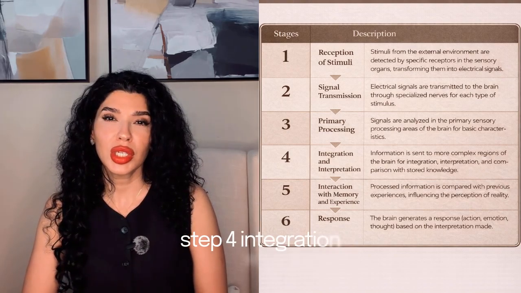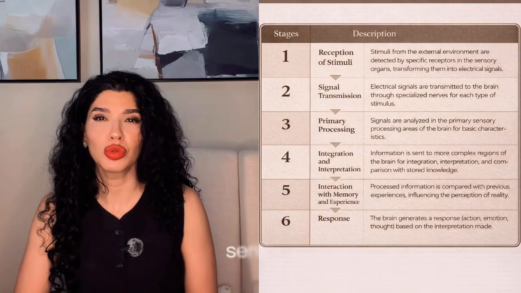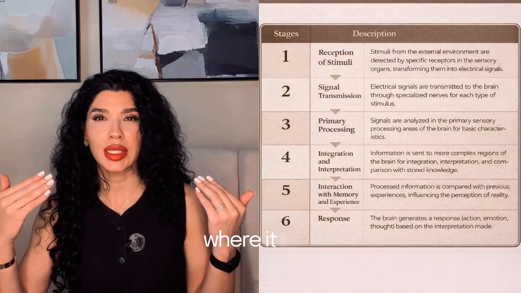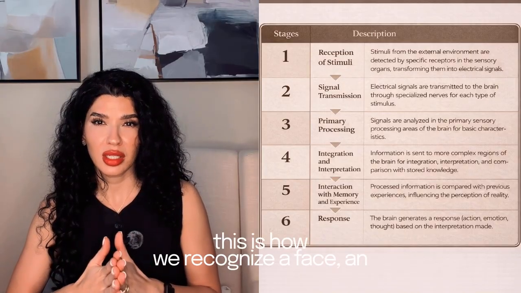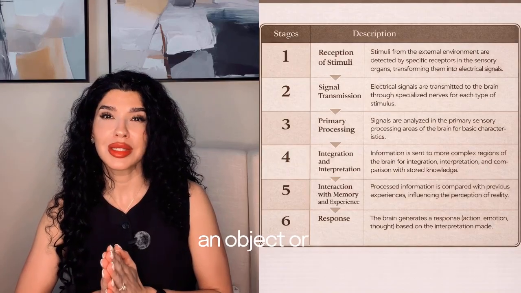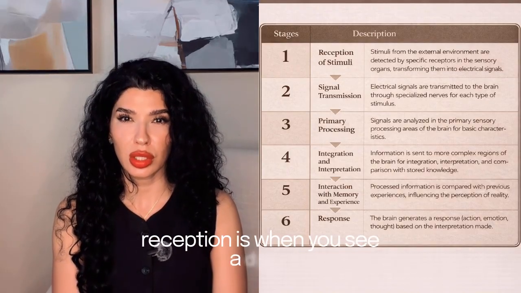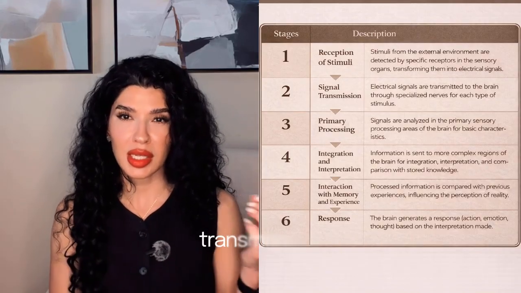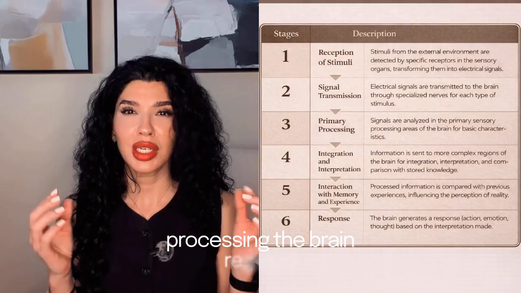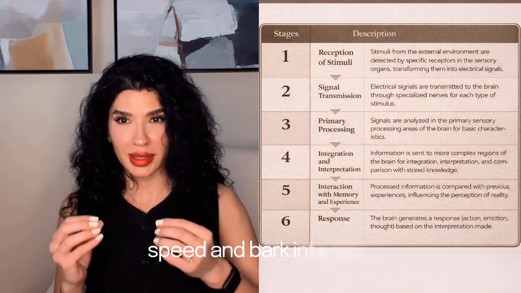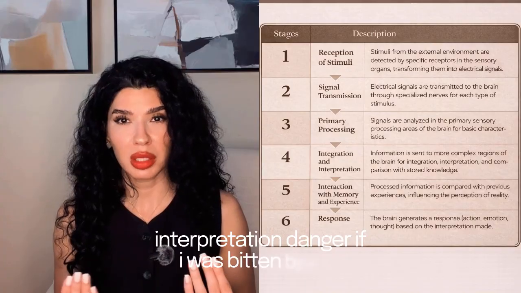Step four, integration and interpretation. Information from these primary areas is sent to more complex regions where it is integrated and interpreted. This is how we recognize a face, an object, or a sound as a whole. For example, reception: you see a dog and you hear barking. Transmission, signals travel through the brain. Processing, the brain registers size, speed, and bark intensity. Interpretation, danger, if I was bitten by a dog before.